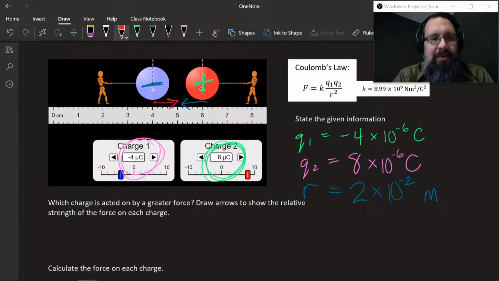Is it the blue one? Yeah, I was just repeating your question. Is it the blue one? So why would you say the blue one, Ben?